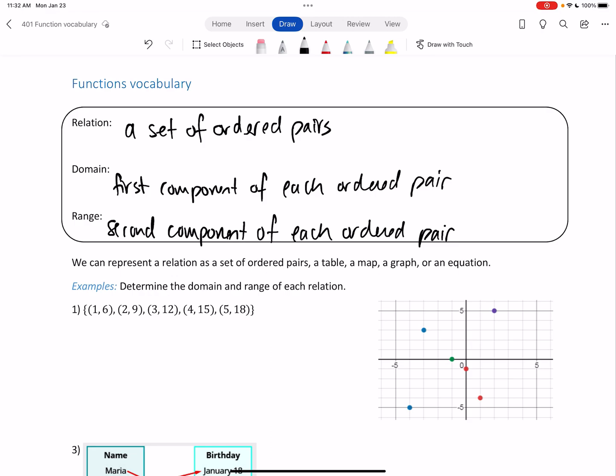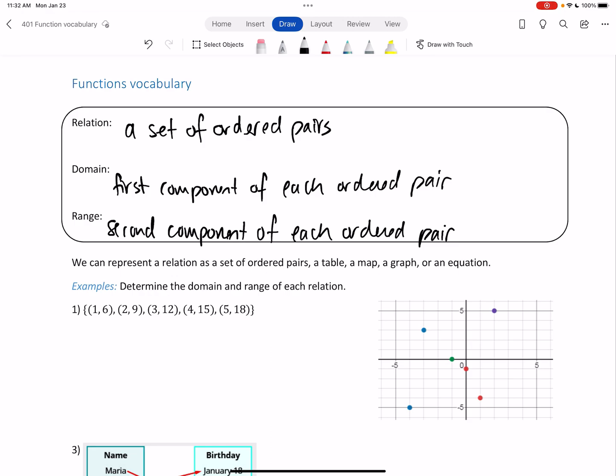So we can represent a relation as a set of ordered pairs. We could look at a table, we could look at a map, we could look at a graph, we can look at an equation. And so what we want to do is look at all these different representations and see, can we find the domain and range? So we're going to start with number one, a set of ordered pairs, okay?